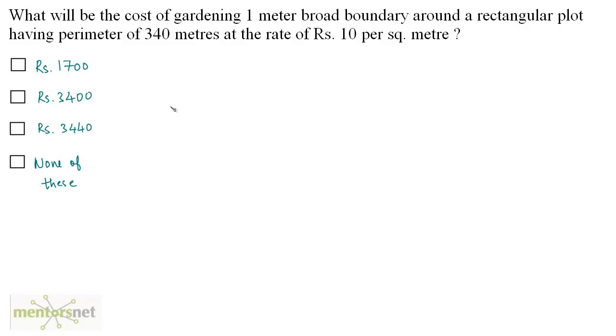What will be the cost of gardening a 1 meter broad boundary around a rectangular plot having a perimeter of 340 meters at the rate of 10 rupees per square meter?